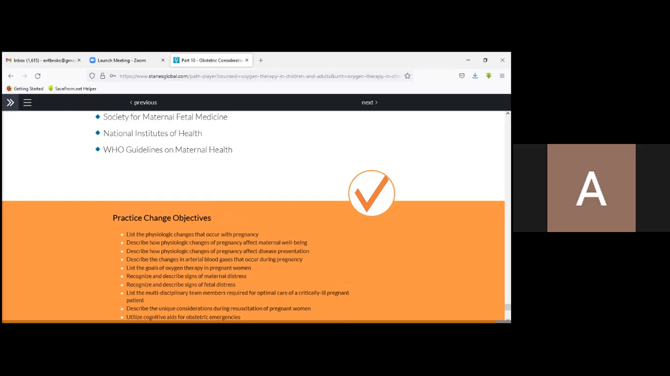We had that we need to displace the gravid uterus to the left, and then to utilize the cognitive aids for obstetric emergencies.